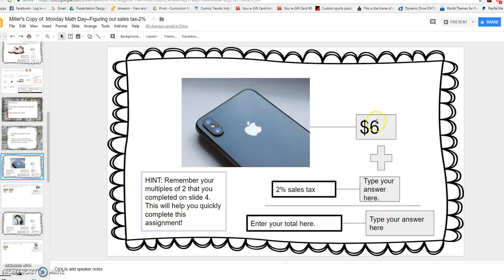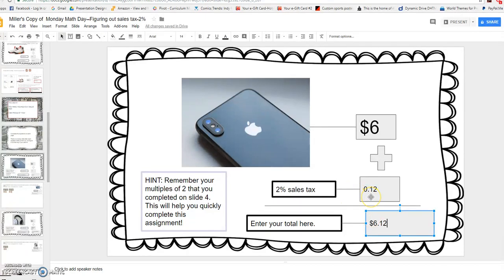Okay? I know that if I want to buy this iPhone for $6 and there's a 2% sales tax, for every dollar I spend, I have to add 2 cents. So I know that 6 times 2 is 12. So I have to add 12 cents as my sales tax. And 12 is written 0.12. That's how I put my sales tax. And so my total is going to be $6.12. That's how much I would pay.